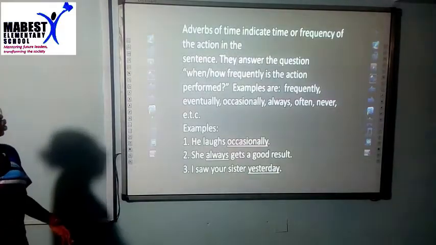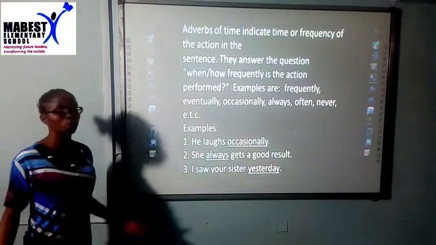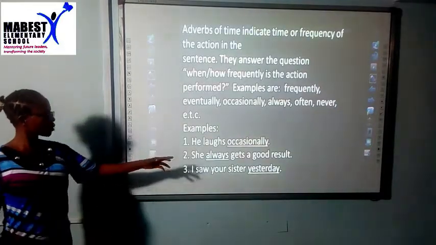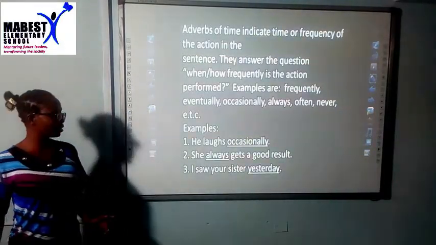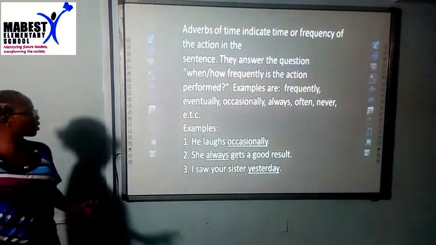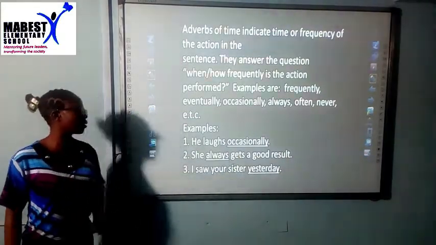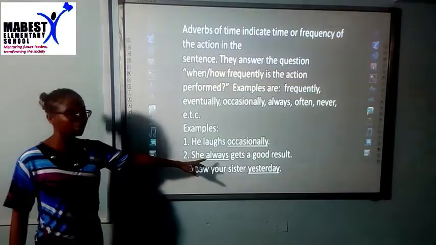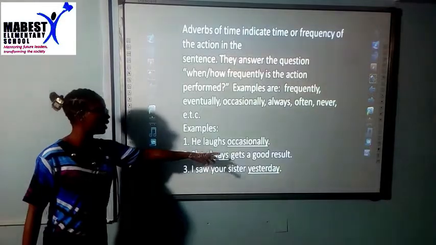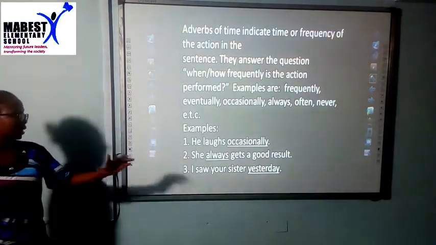Two, she always gets a good result. She is the subject of the sentence. Always is the adverb. Gets is the verb here. So always is giving us more information about the action in the sentence.